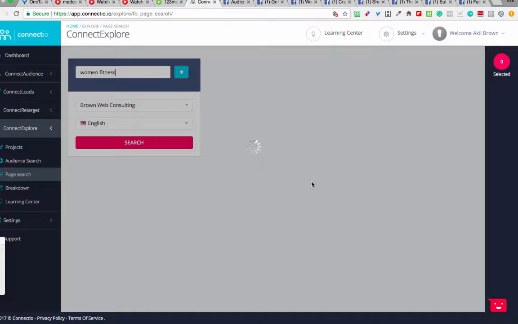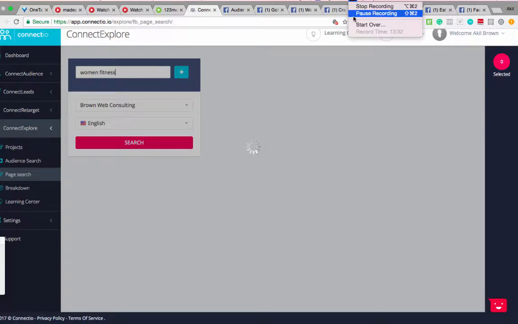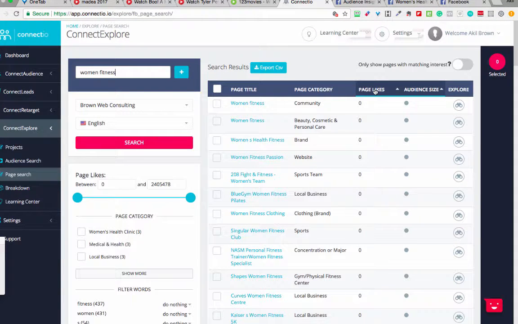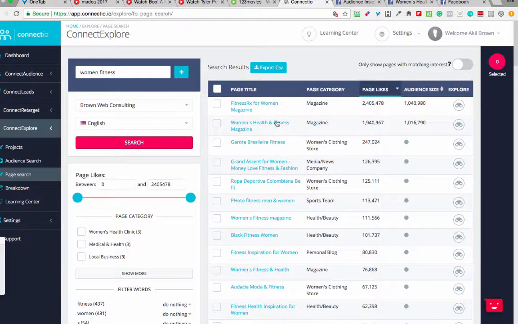And what this will do again is search Facebook and pull out relevant audiences. All right, so I did another search for women's fitness. It's loaded, and I'm just going to search and see the number of page likes you want to look at. So you've got Fitness RX for Women magazine, that's 2 million. Women's Health and Fitness again, 1.9 million. Again, these are some of the groups you may want to target. There's Black Fitness Women. This might be a smaller group for you, 101,000. Fitness Inspiration for Women, Women's Fitness Health, 76,000. So these are some of the groups I would target as well.